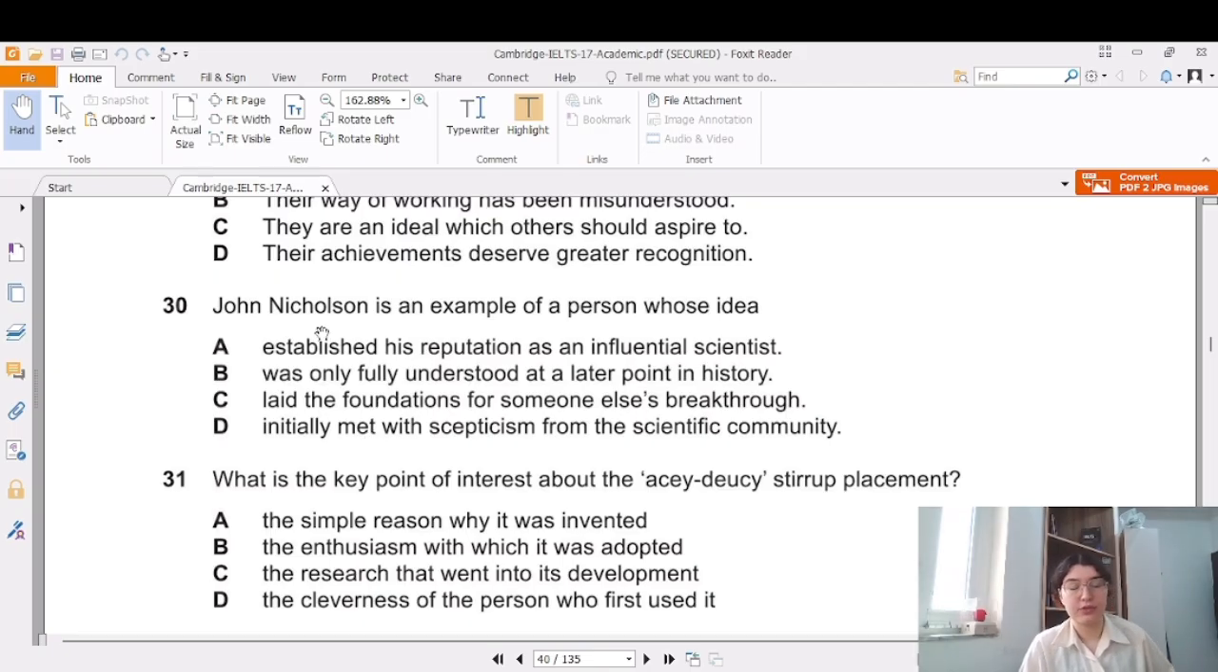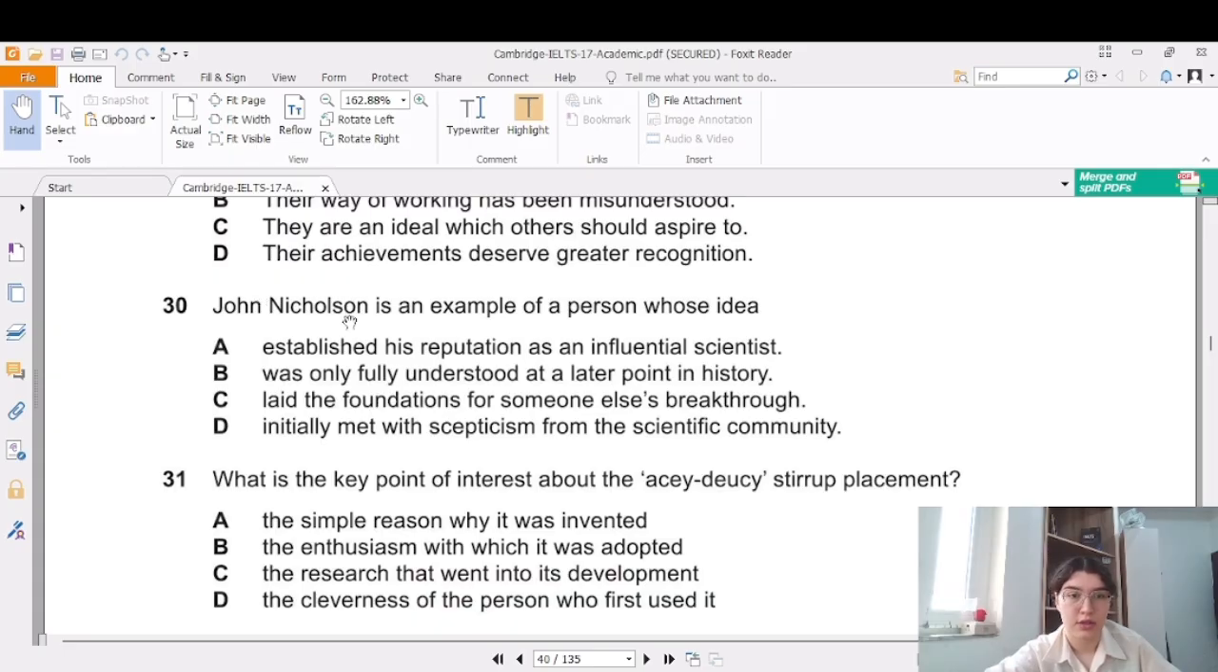So after reading this question, we have to go back to the passage and look for the word John Nicholson to try to find the answer quickly. John Nicholson is an example of a person whose idea established his reputation as an influential scientist, was only fully understood at a later point in history, laid the foundation for someone else's breakthrough, initially met with skepticism from the scientific community. It means the scientific community didn't approve of his work at first. They held negative opinions about him.